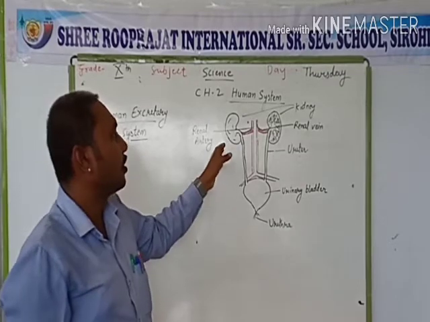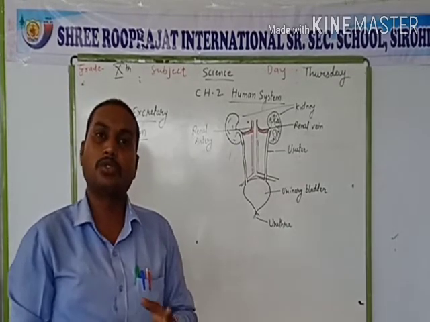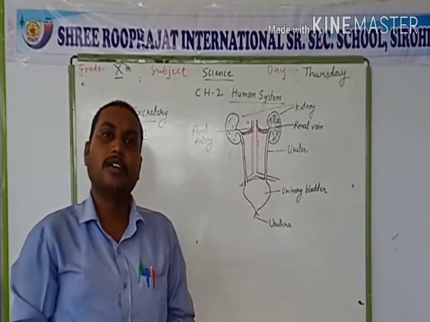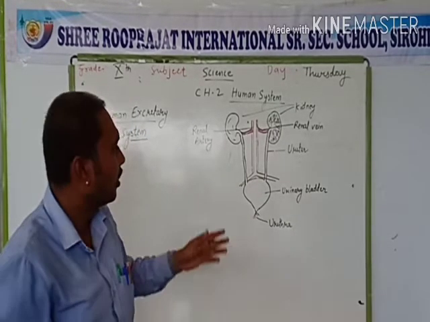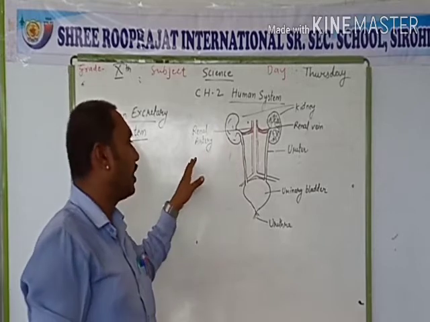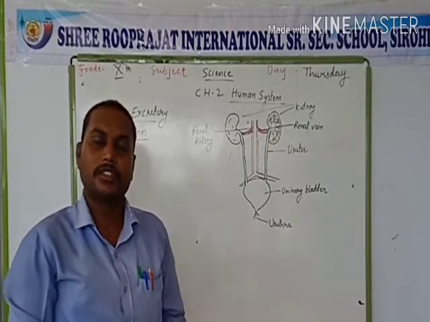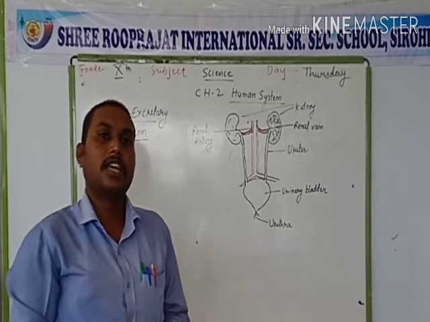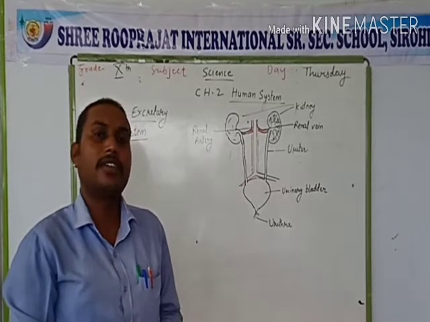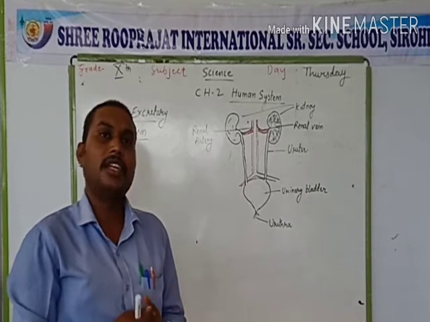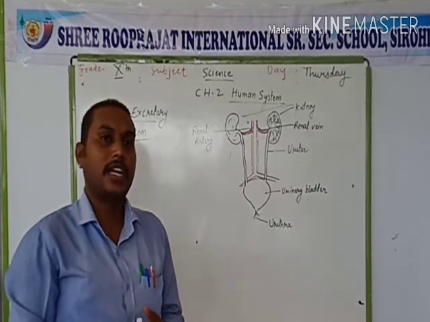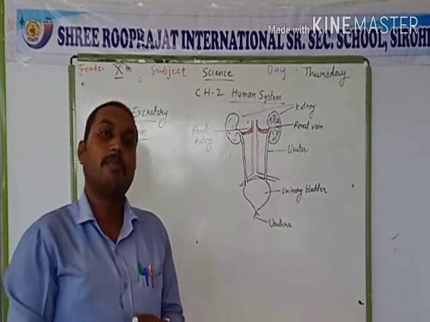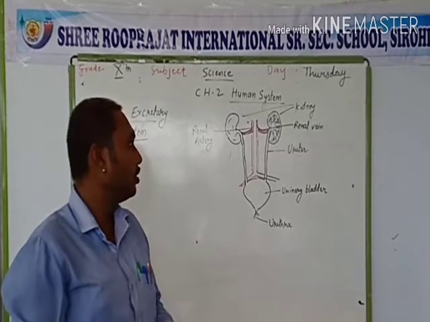In that, the two bean-shaped muscular organs known as kidneys act as a filter of the blood. These kidneys are connected with the arteries and veins known as renal arteries and renal veins. Through the renal veins, the impure blood gets inside the kidneys, and in the kidney it is filtered, and after filtration, through the renal artery, the pure blood is taken out.